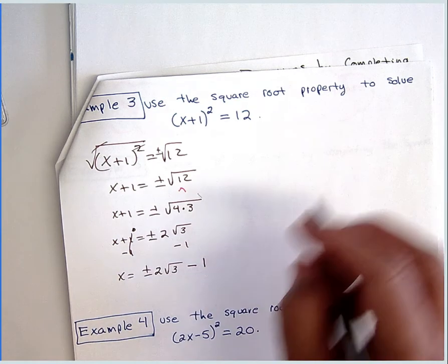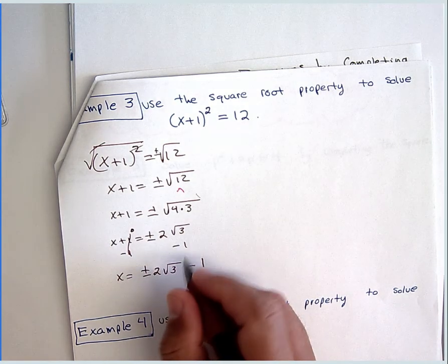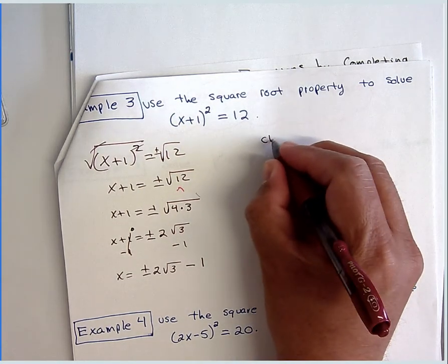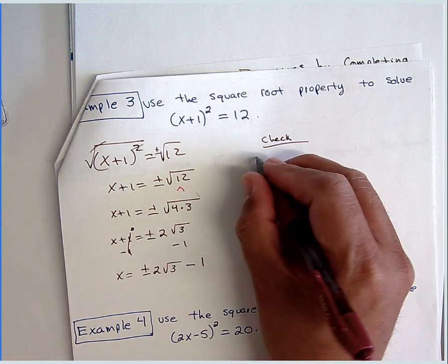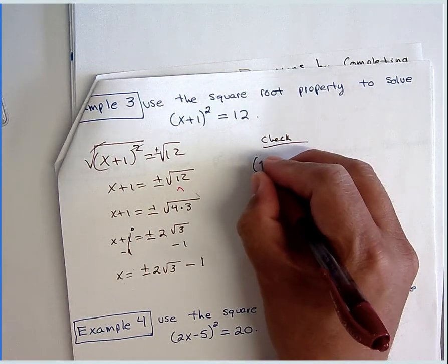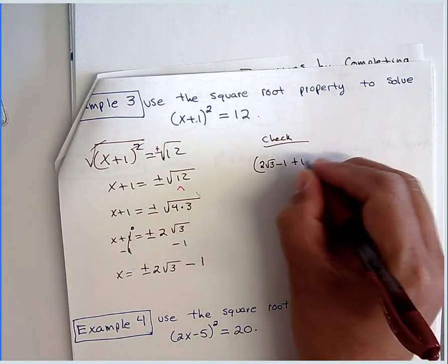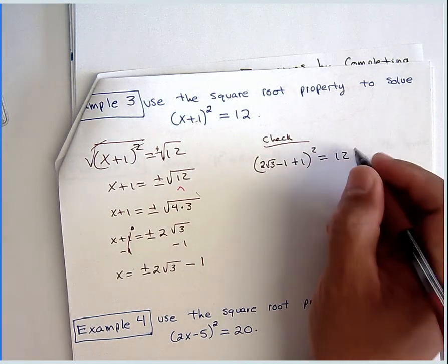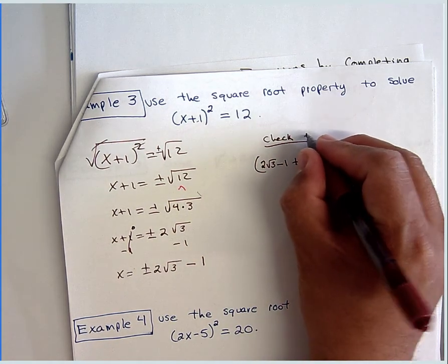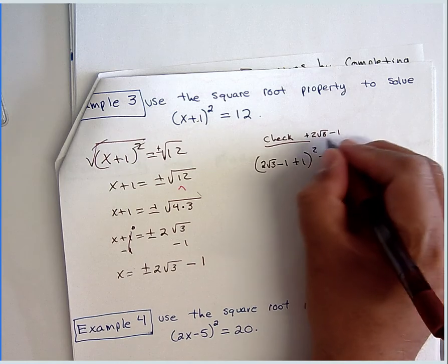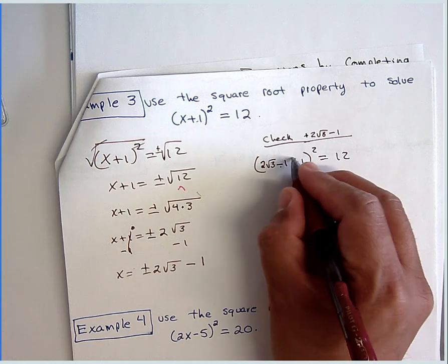And again, you could check the whole thing. So you would have to substitute this into this. I'm gonna do it once, just because I see it's a little bit different. So I'm gonna check the positive. So x is this whole thing. So I'm gonna put square root of 3 minus 1, and then plus 1, and then square equals 12. So I'm checking the positive one. Negative 1 plus 1, that one comes 0.